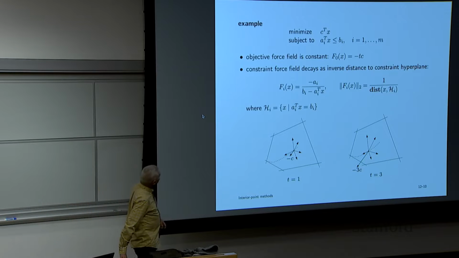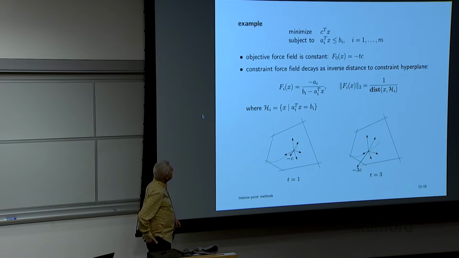So here's an LP, and the way we're going to solve it is this. We'll introduce a force field which is just minus t times c. So it's a constant force field. It's like gravity, except it doesn't happen to be pointing straight down. The force is pointing straight in the negative c direction, and it's constant, multiplied by t if you fix t. So that's just a constant force field.